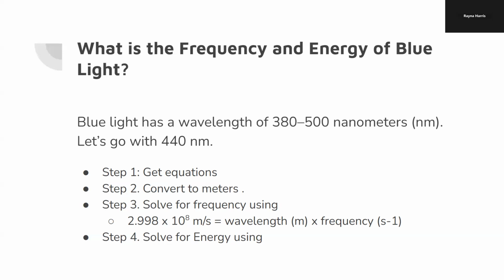So I could write S to the -1, or I could write 1 over S. And if you multiply S by 1 over S, they cancel out. Like 6 divided by 6 is 1. Yes.